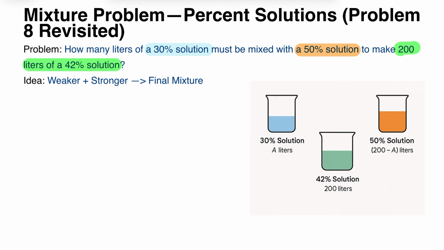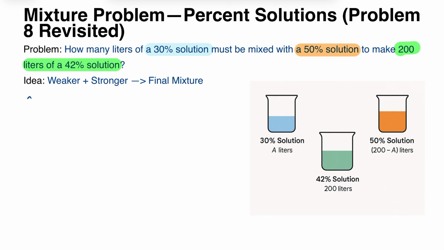Here is the setup. I want you to take a look here at the beakers. We'll let A represent the amount of 30% solution. That means 200 minus A comes from the 50% solution. Together, they make 200 liters of a 42% solution. So let's go ahead and write an equation, and I will explain what's going on after I do that.